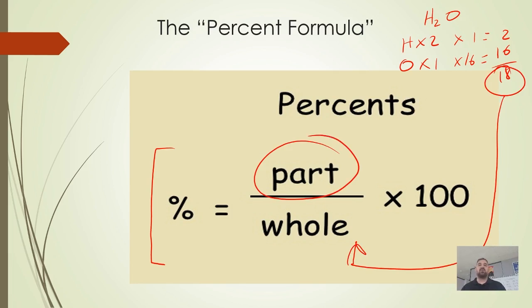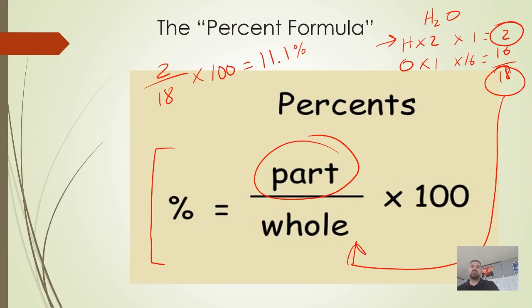So let's say we wanted to figure out the percentage of hydrogen in water. We're going to take the 2. We're going to do 2 divided by 18. Grab your calculator, do that real quick. 2 divided by 18. And then multiply this by 100. What do we get? 11 point what? 11.1. All right, so water is made up of 11% hydrogen.